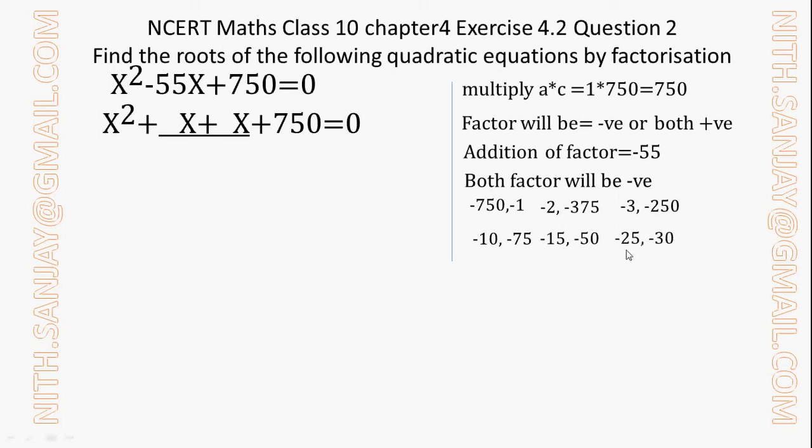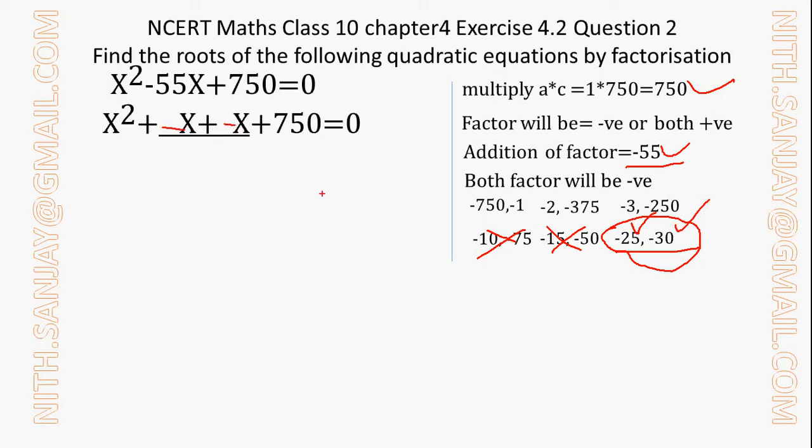So in this way I will list all the factors until I get the sum equal to minus 55. So this I have rejected, this I have rejected because they are not adding up to minus 55, but minus 25 and minus 30 are adding up to minus 55. Now I will not list further, because once your condition is satisfied you don't need to find more factors of 750. So minus 25 and minus 30 are my two numbers which I will fill here.